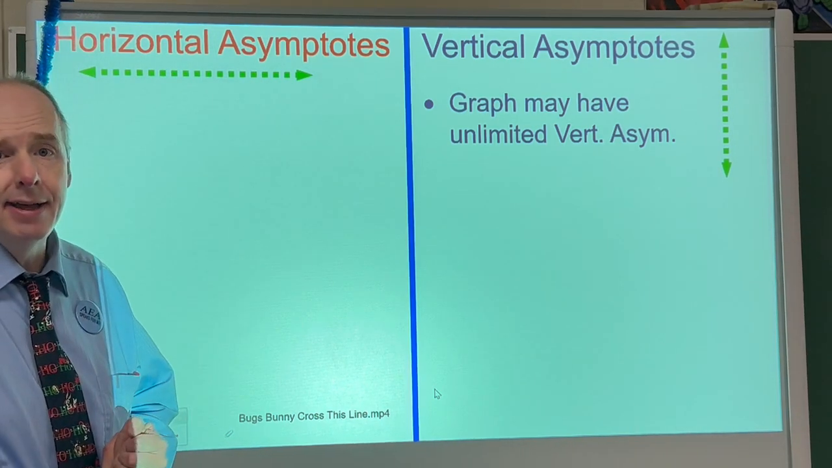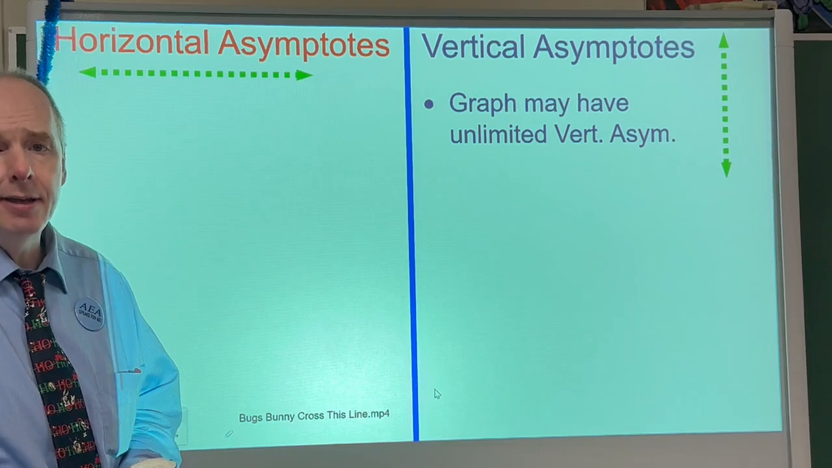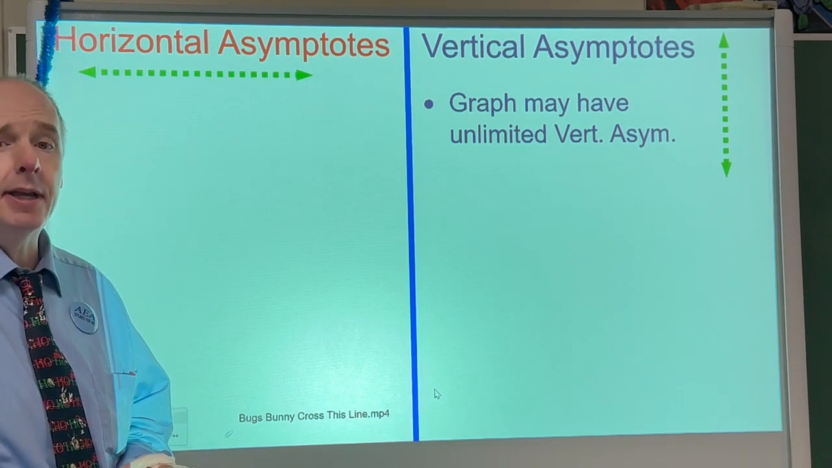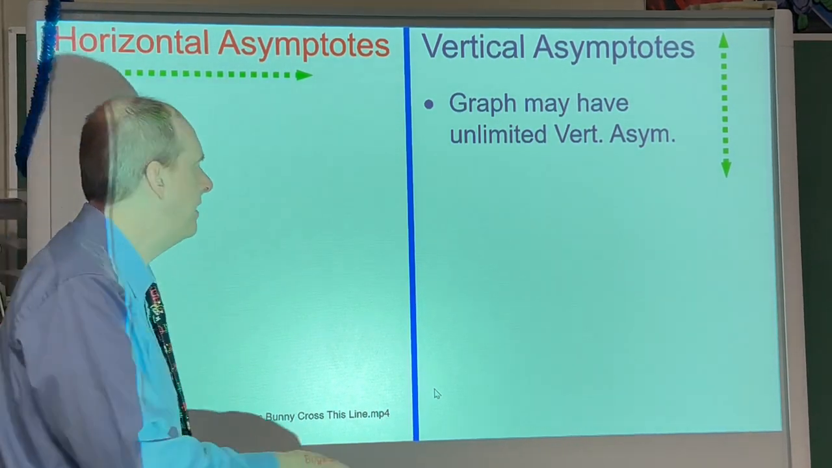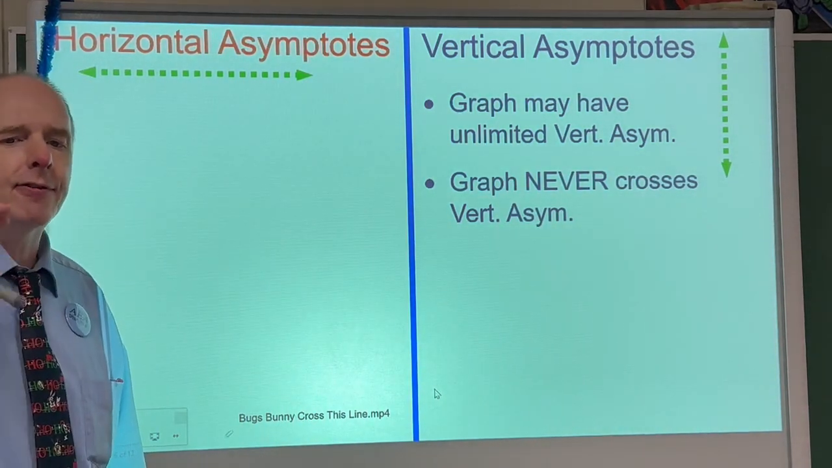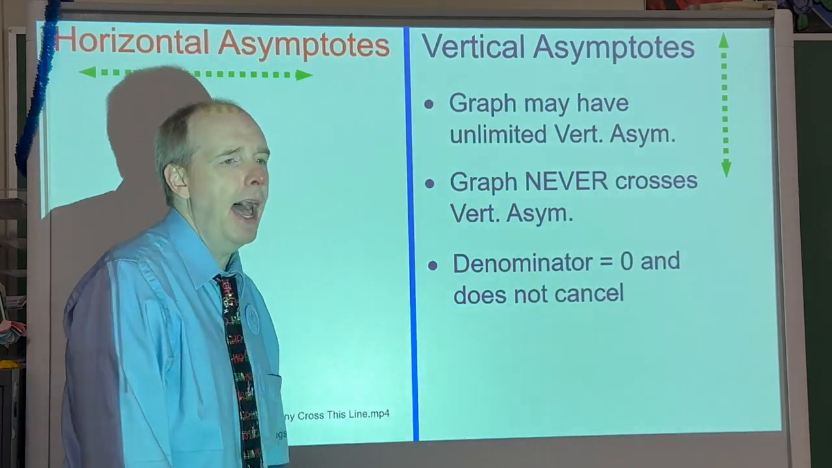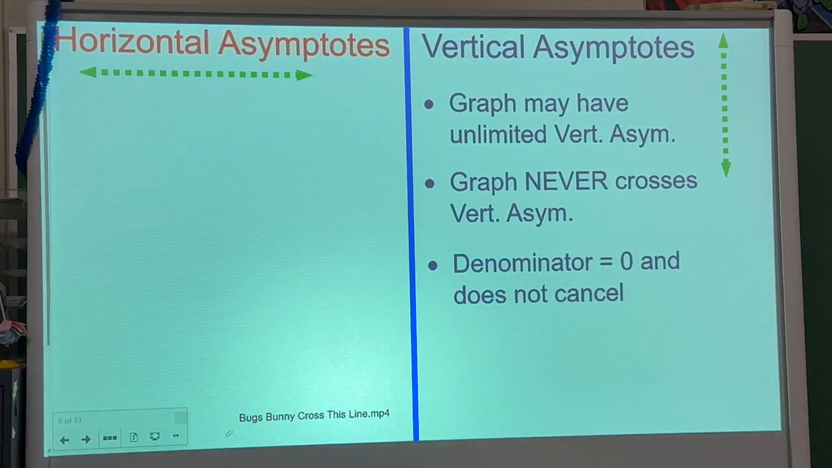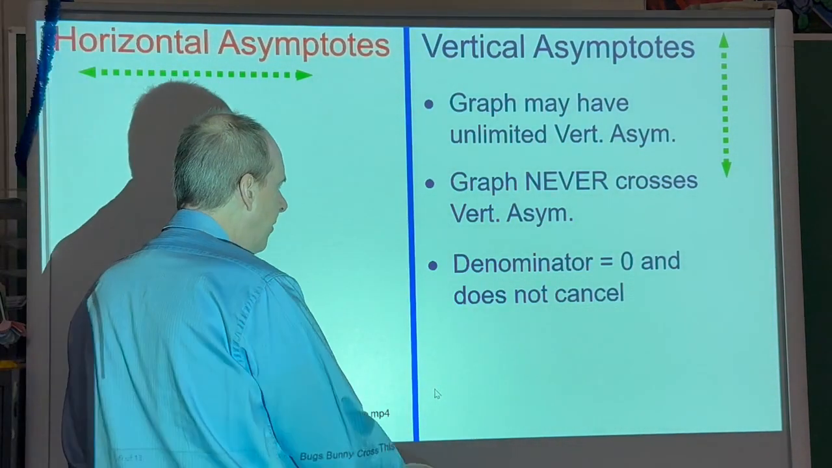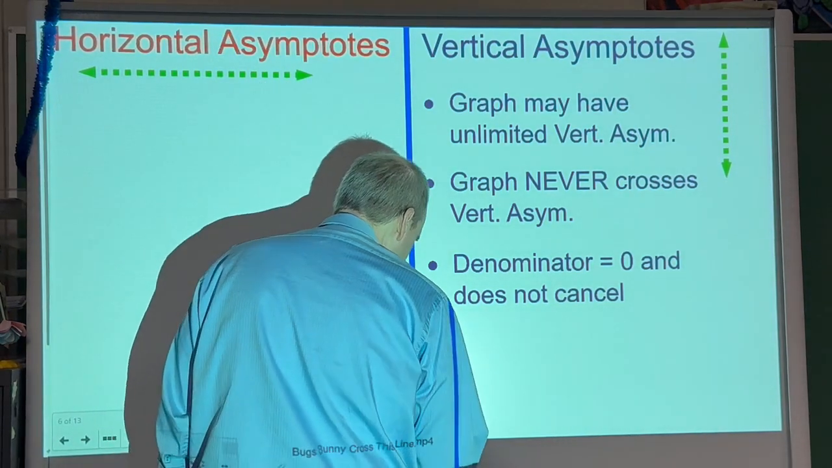Or you could have none. Parabolas don't have any. A line doesn't have any. It's when the graphs get more complicated, where you're trying to divide by 0 that you see those. But those are the lines that we never, ever cross. How do we find them? We set the denominator equal to 0, and we find the things that did not cancel. Whatever didn't cancel is what we set equal to 0. That's where our vertical asymptotes are.